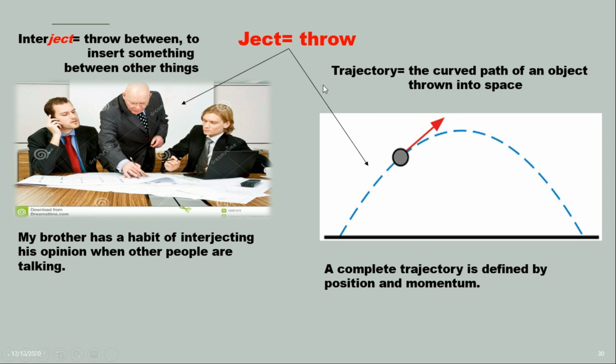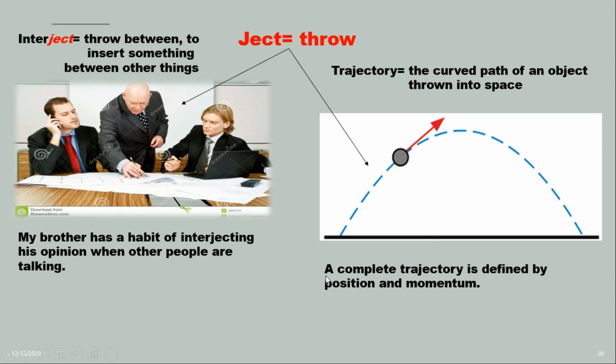Another word here, see trajectory, the curved path of an object thrown into space. Here see example. A complete trajectory is defined by position and momentum. Once again, let us learn the meanings of two words here: interject, throw between, to insert something between other things; trajectory, the curved path of an object thrown into space.